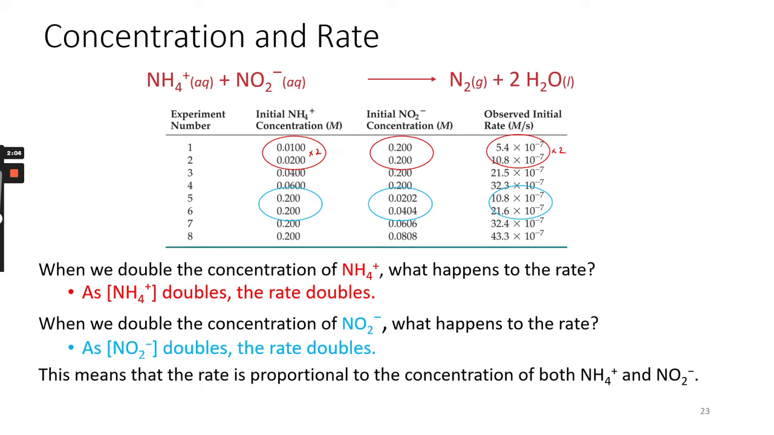Now let's do the same thing, keeping ammonium constant, and look at NO2 minus. That's what the circles in the blue are. See, these are constant, and we doubled the amount of NO2 minus. What happened to our rate? Well, if you do 10.8 times 2, you're going to get 21.6. So as this concentration doubles, the rate doubles. This means that the rate is proportional to the concentration of both NH4 plus and NO2 minus.